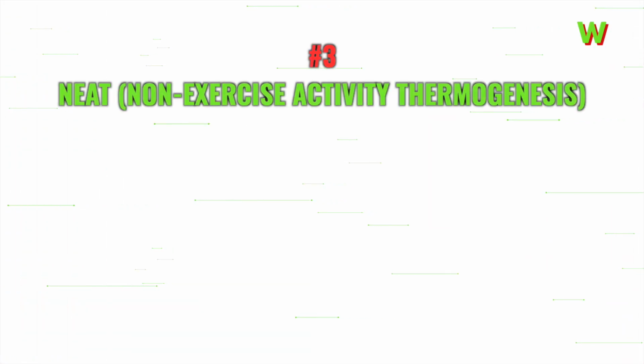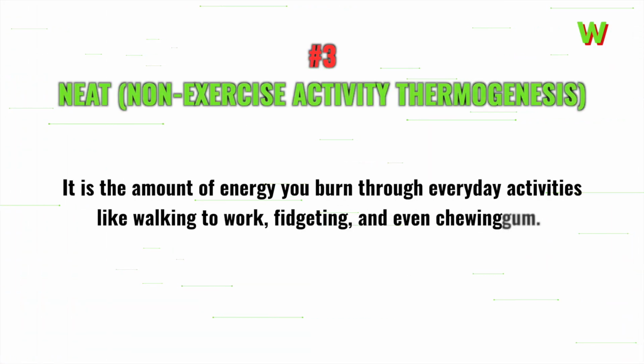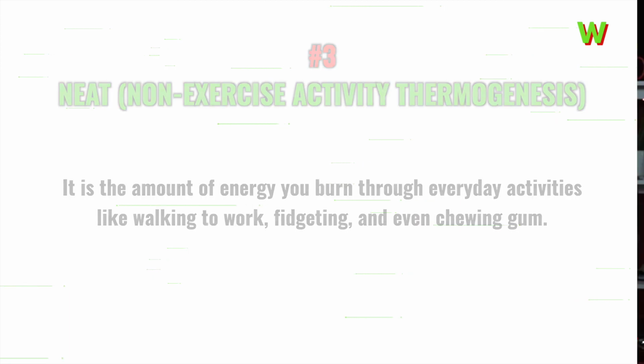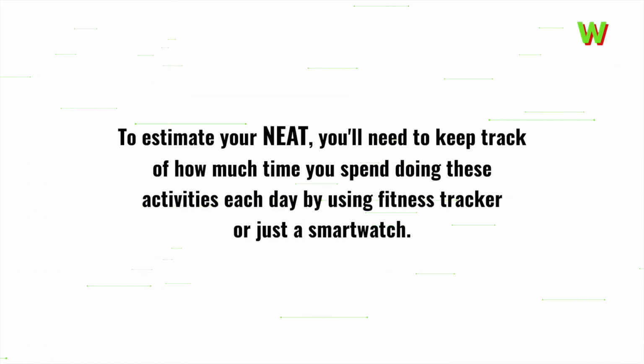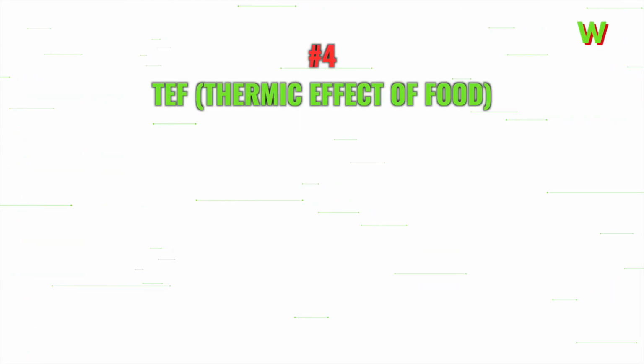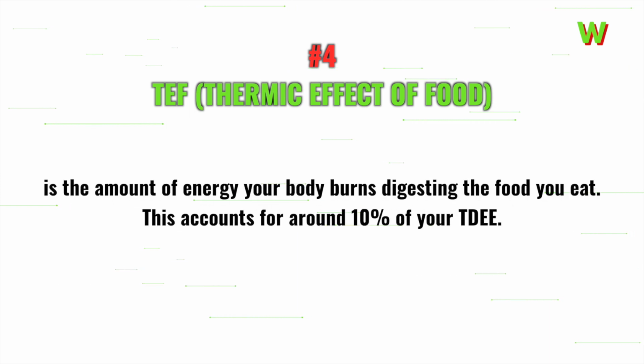After EAT, next would be NEAT, the non-exercise activity thermogenesis. This is the amount of energy you burn throughout the day by just moving and doing basic stuff like walking to work, fidgeting, chewing gum, laughing, all that kind of stuff is NEAT. To calculate your NEAT, probably your best bet is to use a fitness tracker or a smartwatch to get an estimate of your total calories burned throughout the day. Then finally, we have TEF, the thermic effect of food. This is the amount of energy your body burns in digesting and breaking down food. There's not really a calculator for this. It's pretty safe just to assume that this makes up about 10% of your total daily energy expenditure, or TDEE.